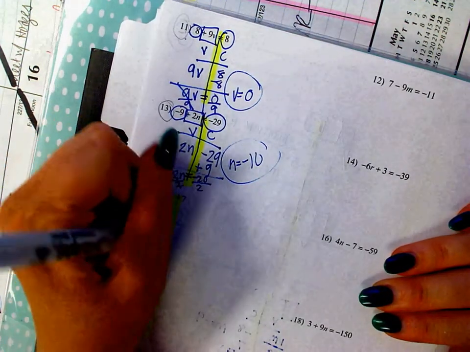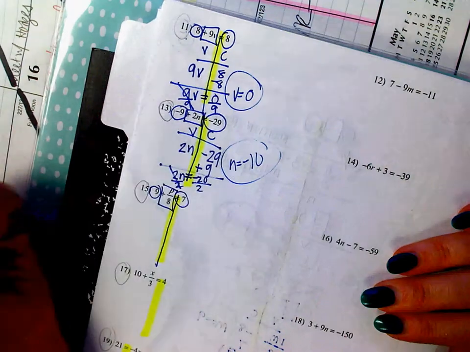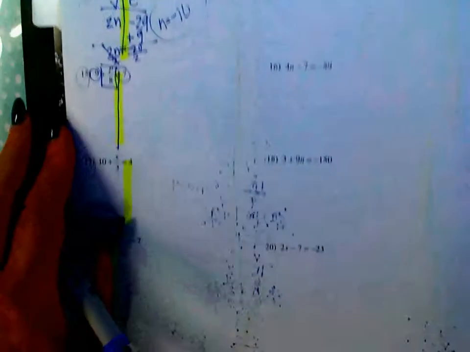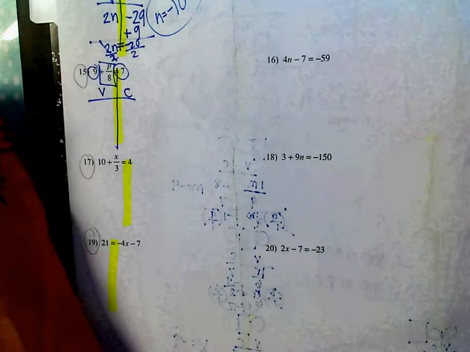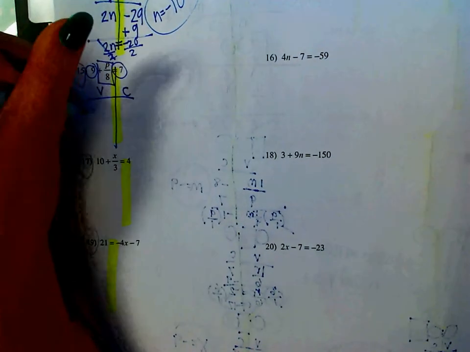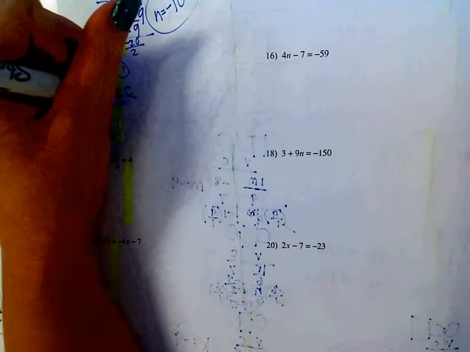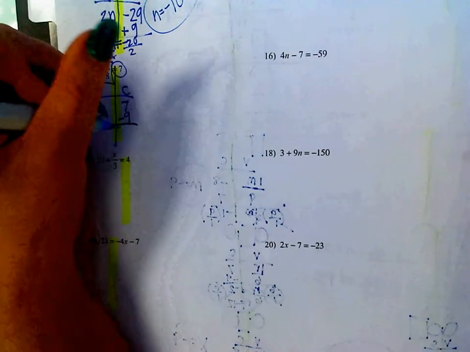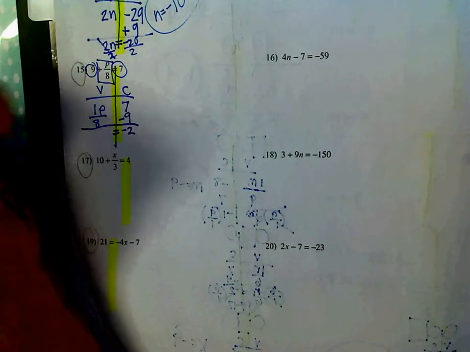Number 15, circle, box, circle. My variable term is 1p over 8. My constants are 7 and 9, but I have to make the 9 negative. 7 plus negative 9 is negative 2. Bring down the 1/8 p.